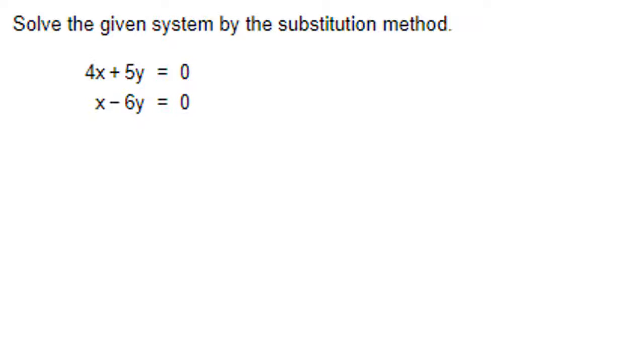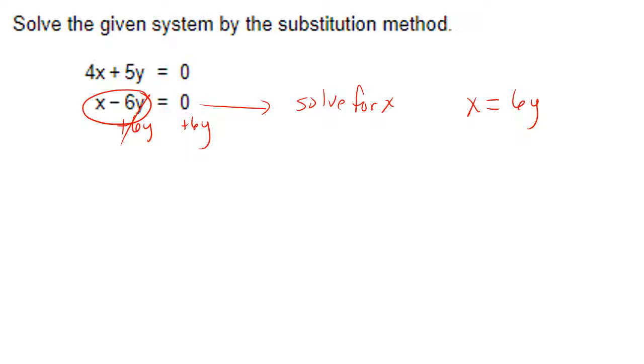Now in this second example, notice that I do not have any variable solved already. It would seem to me easier to solve the second one. If I solve for x, then what I would need to do is add the 6y to both sides of that equation. And I get x equals 6y.